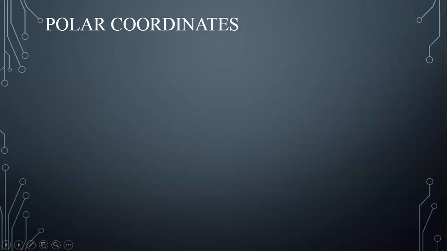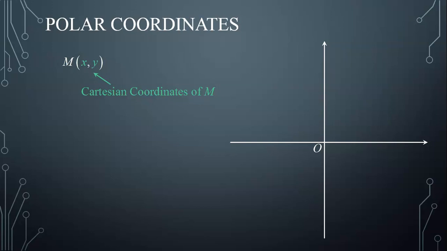What are the polar coordinates of a point? Let us start with the point M of Cartesian coordinates x and y. X being the abscissa and y the ordinate of point M, then x is pointed on the horizontal axis and y on the vertical axis. Then we reflect parallel to the axes to plot point M.